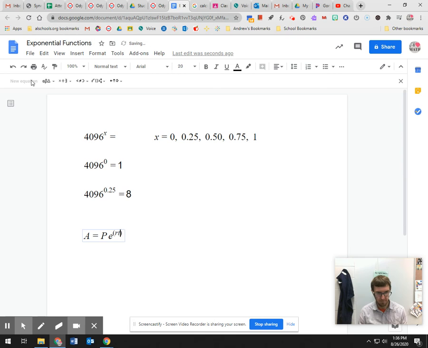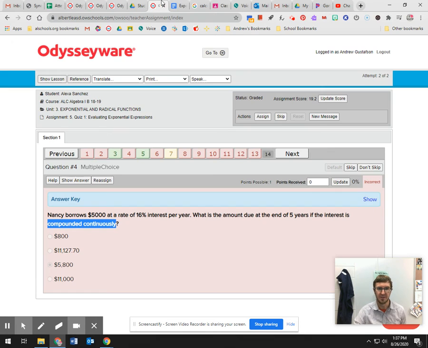Oops, I missed a T. There we go. Okay, so the amount that you owe is equal to P, the principal. That's how much you borrowed or how much you invested. It's your starting amount. So P is how much you're starting with. In this case, for Nancy, we're starting with $5,000. That's how much she's borrowing, $5,000, at a rate of 16%.